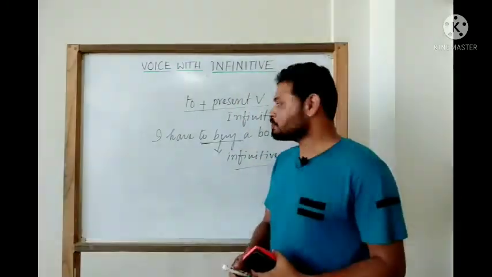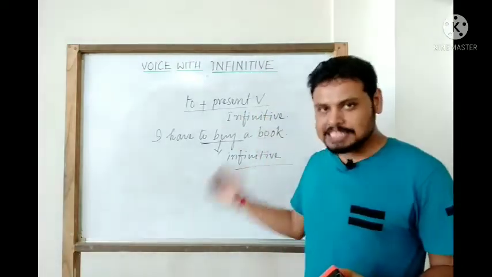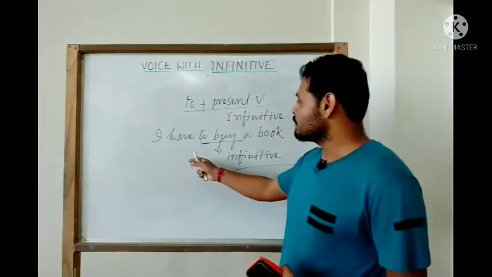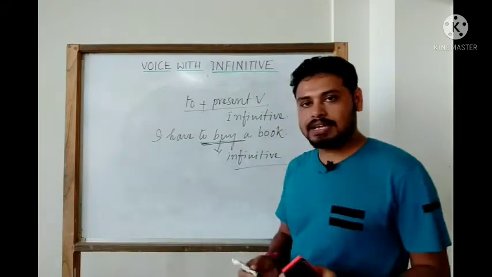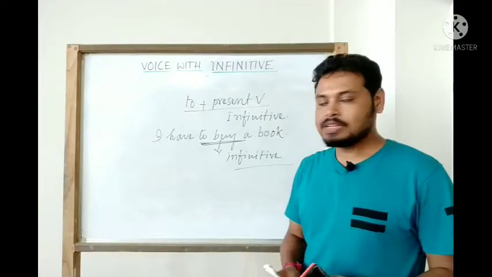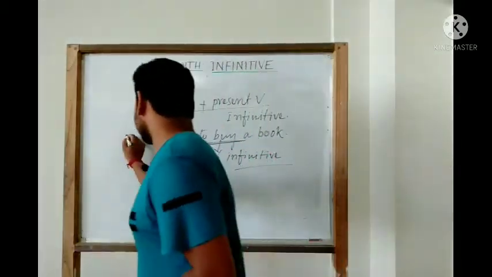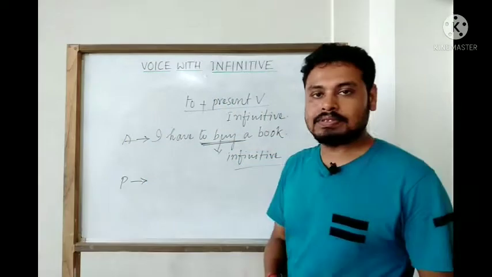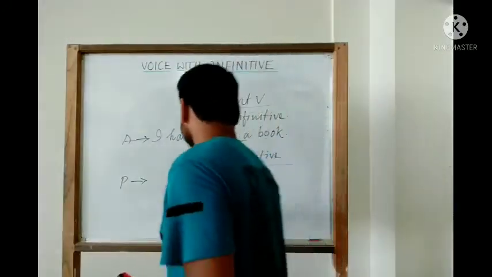So as you can see, I have to buy a book. If you take this particular sentence as your example, you would see that it has an infinitive with it, right? Because this one is to plus present verb. So now we have to change it. This one is the active one, right? And we have to change it into passive. So let me just change it first, then we will discuss.